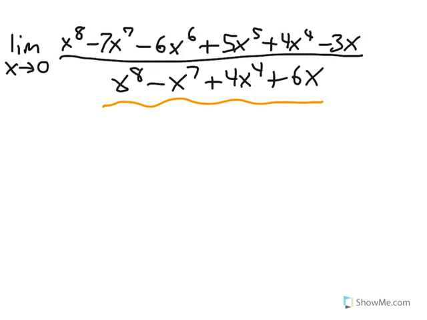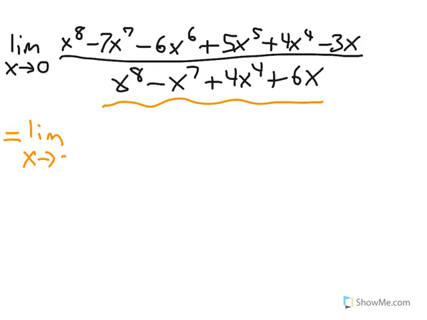So if we look at every term on the top and every term on the bottom, they all contain x's. So that means we should be able to factor an x out of the front of the top and the bottom, cancel that x, and then that problem is gone. Let me show you.